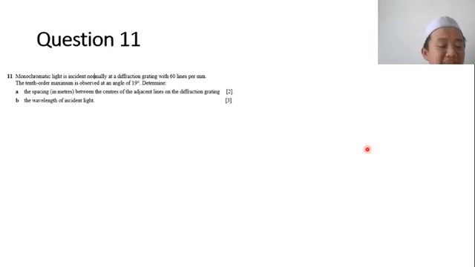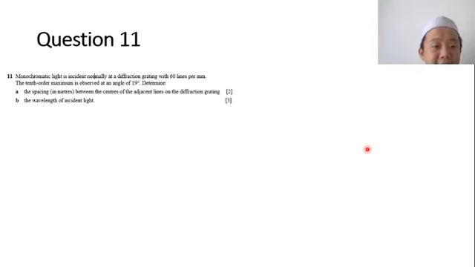Determine... bila dia dah masuk soalan ni 11, 12, dia ada berapa soalan semua? 12 je kan? Ke berapa? Bila masuk soalan ni dia dah mula mencabar lah kan. 60 lines per millimeter lah pula, apa benda kan, diffraction grating pula tu kan. Okay, tak apa, bear with me.